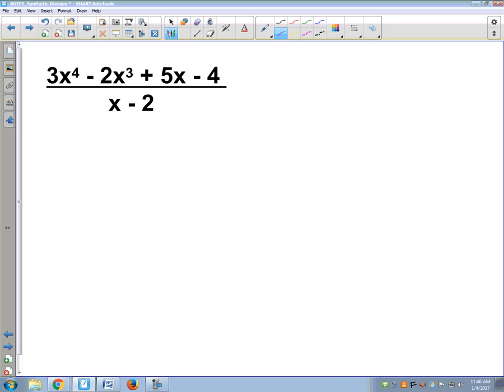So for the 3x to the fourth, you just drop it straight down, the 3. The 3 drops straight down because there's nothing underneath it. Correct. So when you set up your synthetic division, there's never going to be anything underneath that first term. That first term's always going to just drop straight down. Okay. Well, you're adding it with nothing.